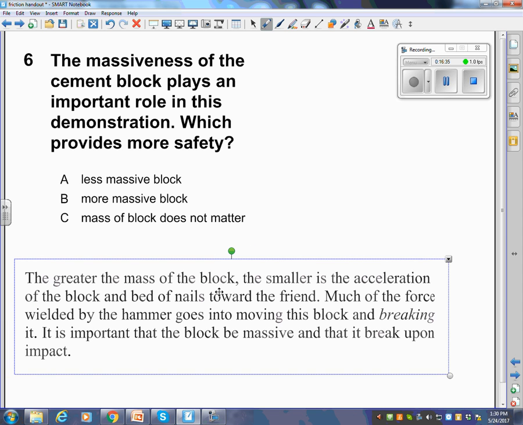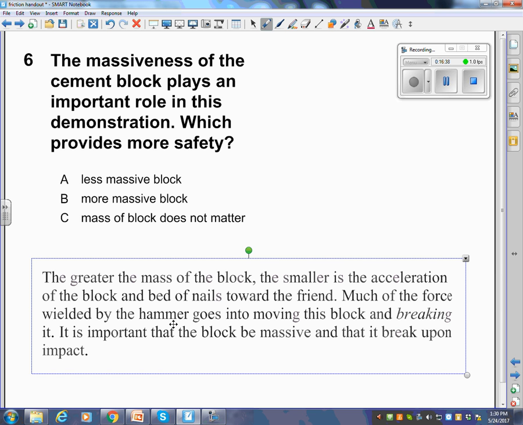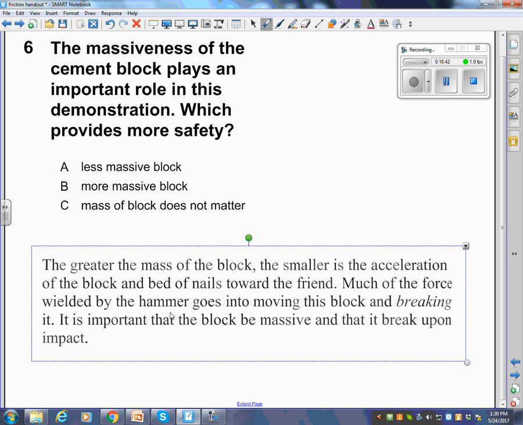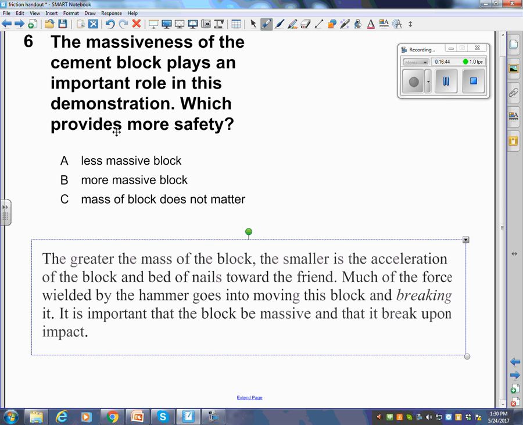Much of the force wielded by the hammer goes into moving the block and breaking it. It is important that the block be massive and that it break upon impact. And again, I point out, do not try it.